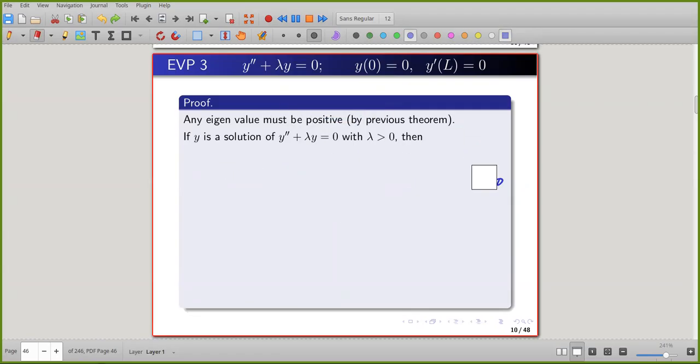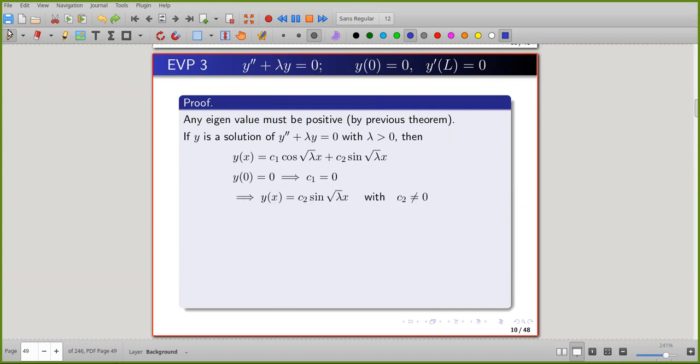So all these problems will have a similar, very easy analysis. Now we can assume that lambda is positive, and we take the general solution. It has to be of this type, and y of 0 is 0 implies c1 is 0. This implies y of x is c2 sine of root lambda x with c2 non-zero, and y dash of L is 0.